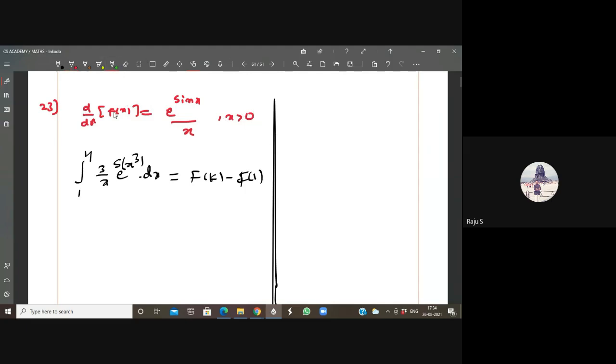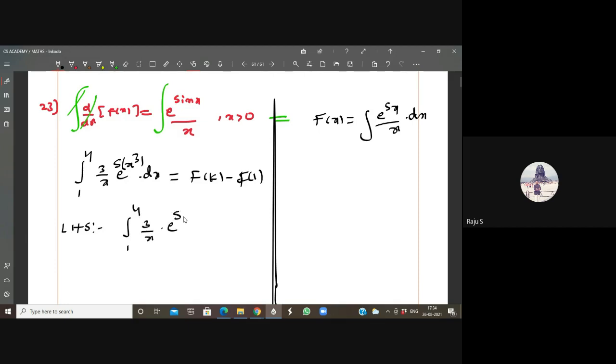See, when I integrate on both sides, integral and derivative get cancelled. Remember, students. So capital F of x, we are going to get the integral of e power sin x by x into dx. When I take integration on both sides, integral and derivative get cancelled. Fine. Now this LHS I want to take: integral from 1 to 4 of 3 by x e to the power of sin x cube into dx. Now let us call this 1.